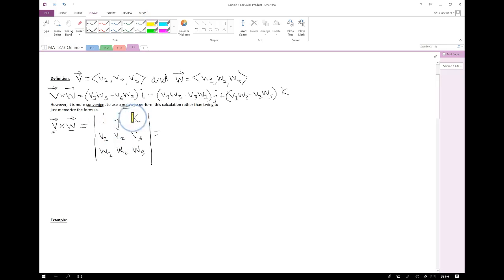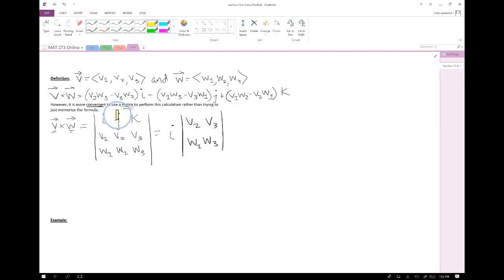So I'm going to go through my i, j, k in the first row and just start with the first one I see. So I've got I. Now if you cross off I's row and I's column, what we're left with is a 2x2 matrix. And that 2x2 matrix goes over here next to our I. So V2, V3, W2, W3. And then we are going to go on to the next element in the first row.